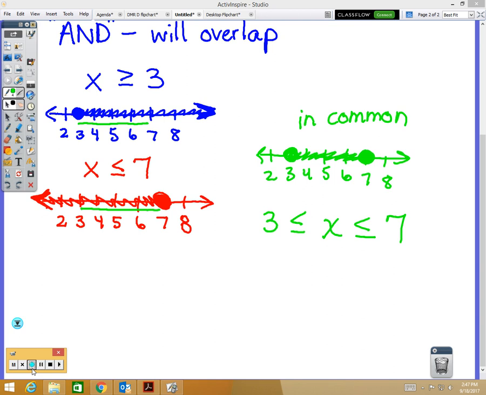Alright, so you can only write it like this if it is an and. You can only write it like this, where it's in one inequality, if you're using the word and. If you're using the word or, then you have to have them separated, okay? You can use the same number line, but you would have to have them separated. Let me show you one of the ones that would be an or, okay?